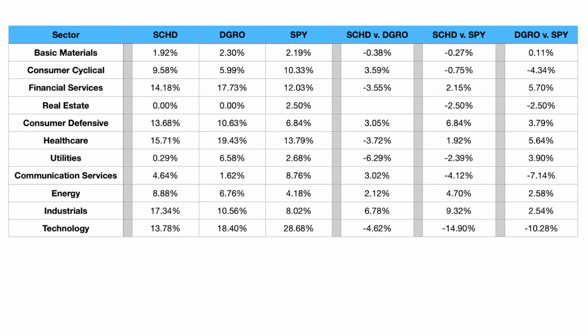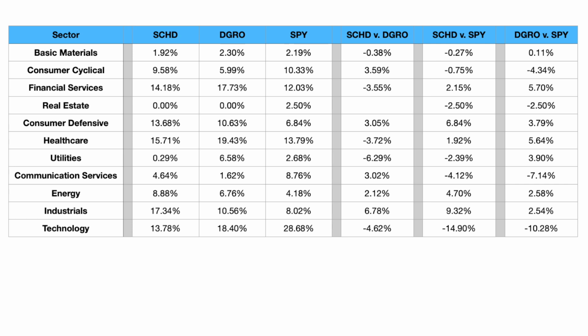In terms of sector exposure, both funds have more similarities than differences, with large allocations to financial services, consumer defensive, healthcare, and industrial stocks. They differ primarily in their exposure to utilities and industrials. SCHD, compared to DGRO, has a higher allocation to industrials by 6.78%, consumer cyclicals by 3.59%, consumer defensive by 3.05%, and communication services by 3.02%.